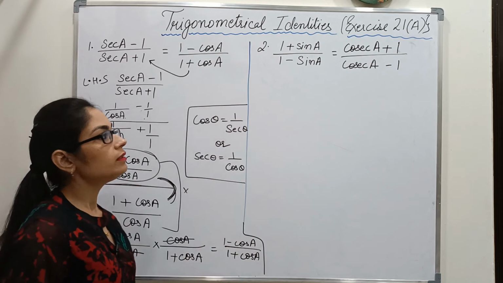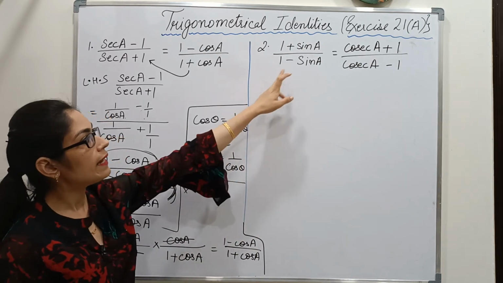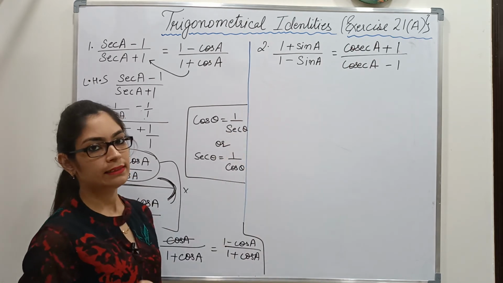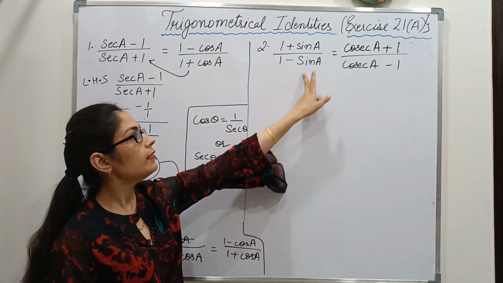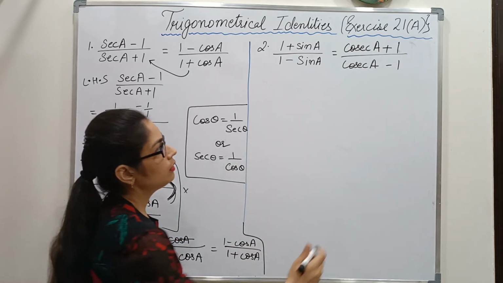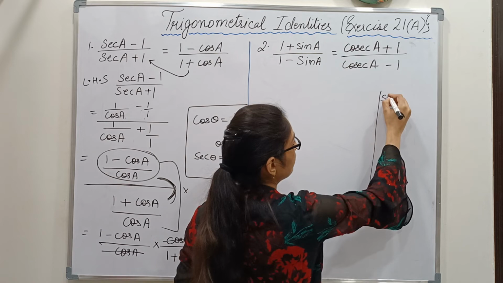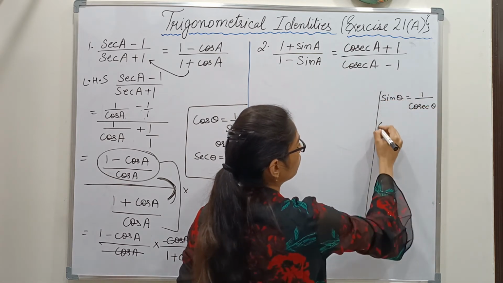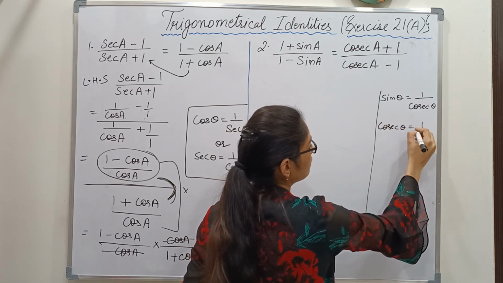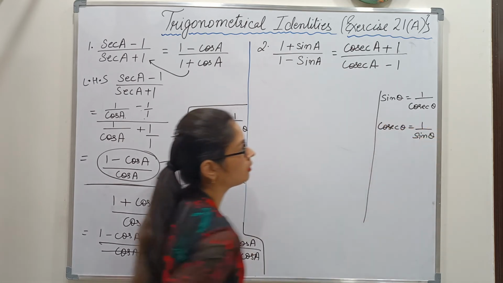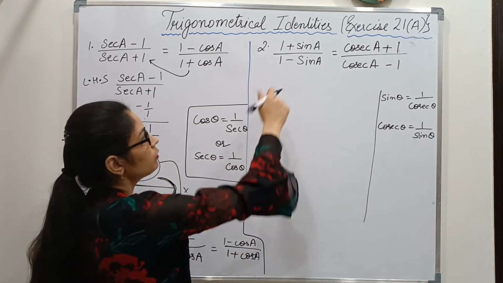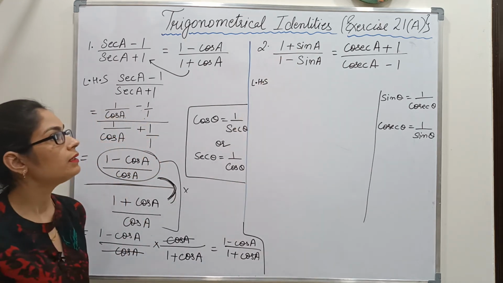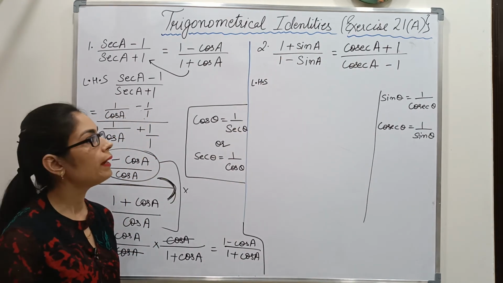The second one is also a similar expression, only sine and cosecant are there. Now let's change, and in the reciprocal relations we have learned that these two are reciprocal of each other. That means sine theta equals 1 by cosecant theta, and cosecant theta equals 1 by sine theta. So this we have to use. Let's start from the left hand side. The left hand side is 1 plus sine A upon 1 minus sine A.